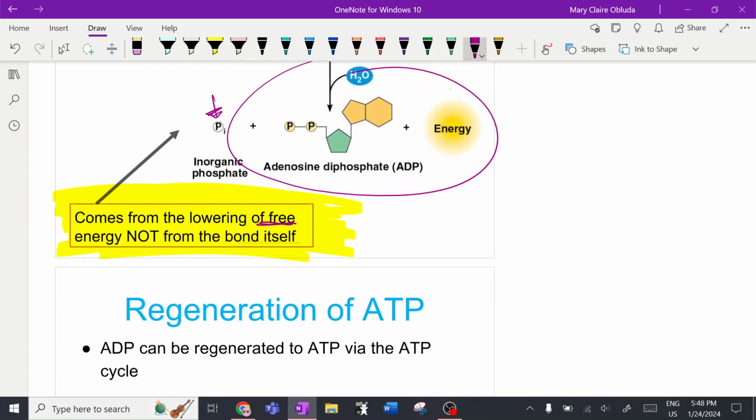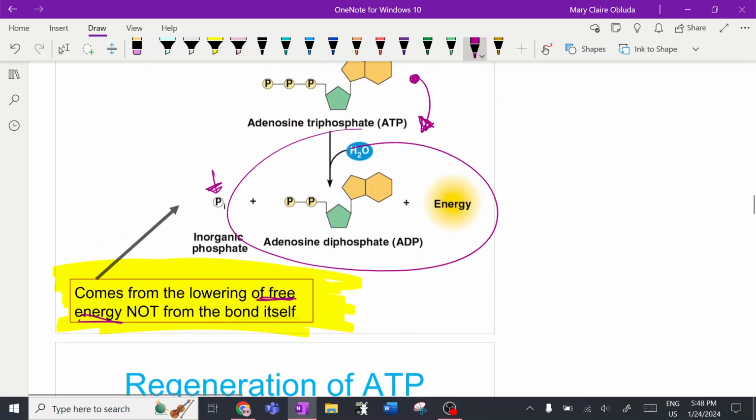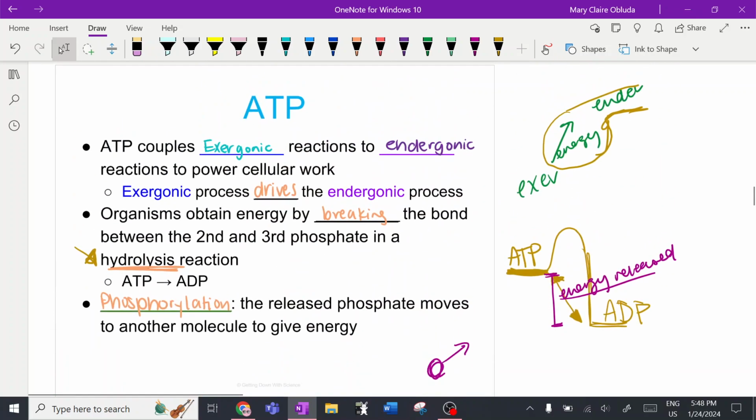It comes from the lowering of free energy, not from phosphate just being bonded. It's from the lowering of free energy, where I drew here. See how this has more free energy stored? Now there is more free energy available to the cell to use.